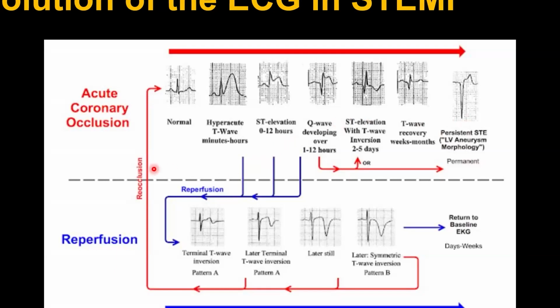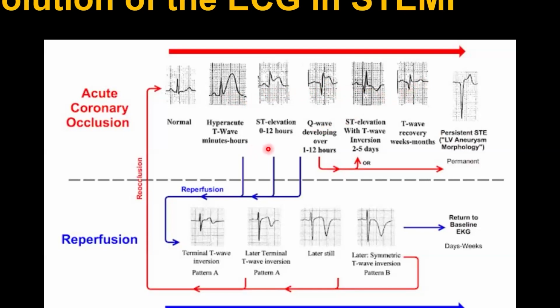And so the explanation for that is as follows. In the olden days, before revascularization, the evolution of the electrocardiogram in an ST segment elevation MI was as follows. The first change is a hyperacute T wave, followed by ST elevation, followed by Q wave developing, and then the ST segments come down, the T wave inverts. The T wave may eventually recover, but you still have a Q wave.